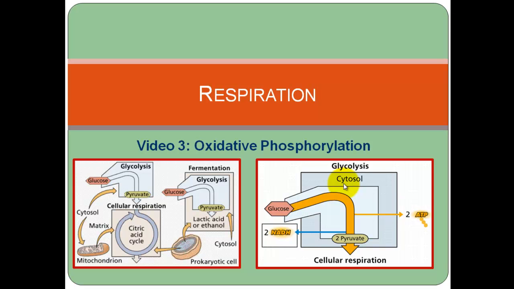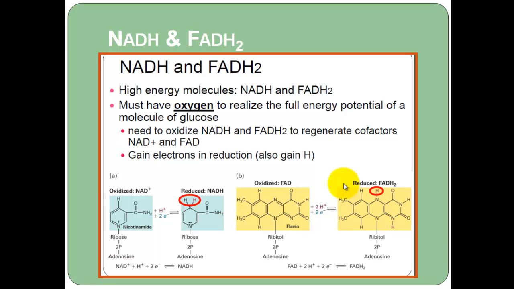In this final video in the sequence of respiration, we're going to look at oxidative phosphorylation. In the previous videos on glycolysis and the citric acid cycle, we encountered two important high-energy molecules, NADH and FADH2. These high-energy molecules have to be oxidized using oxygen to realize the full energy potential of a molecule of glucose. Pictured here are the NADH and FADH2 molecules in their oxidized and reduced forms.